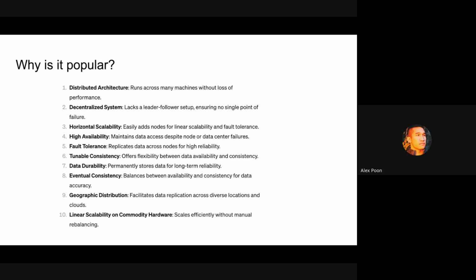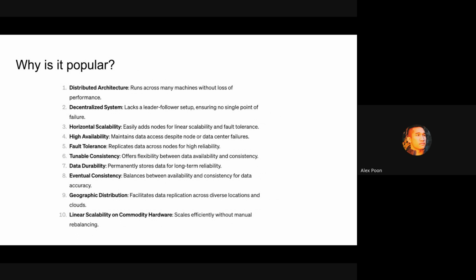Highly available means Cassandra is fault tolerant and the data remains available even if one or several nodes or data centers go down. It's fault tolerant and reliable as data is replicated to multiple nodes. The tunable consistency means that it's possible to adjust the trade-off between availability and consistency of data on Cassandra nodes, typically by configuring replication factor and consistency level settings. Durable means Cassandra stores data permanently.